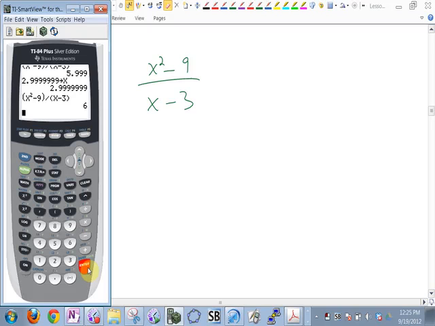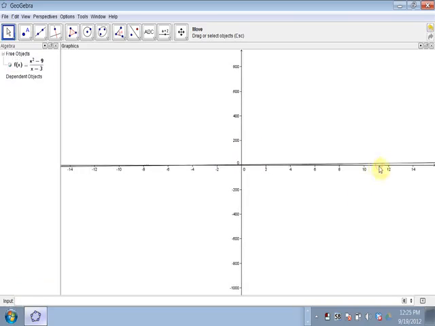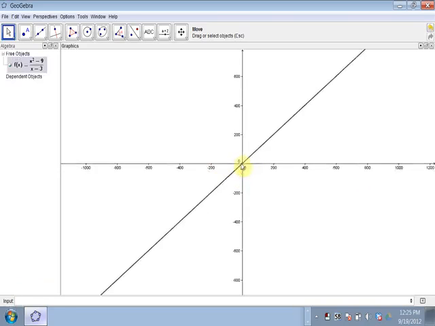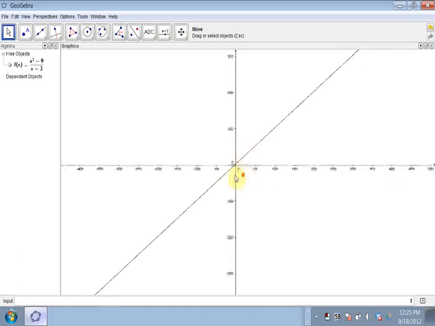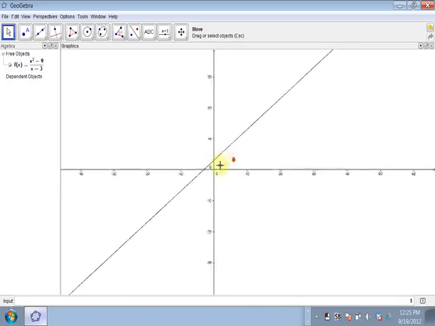But, does this graph have a vertical asymptote? No. So what happens when we graph this thing? What was this? X squared minus 9 over x minus 3. GeoGebra gives me this. I don't see any vertical asymptotes.